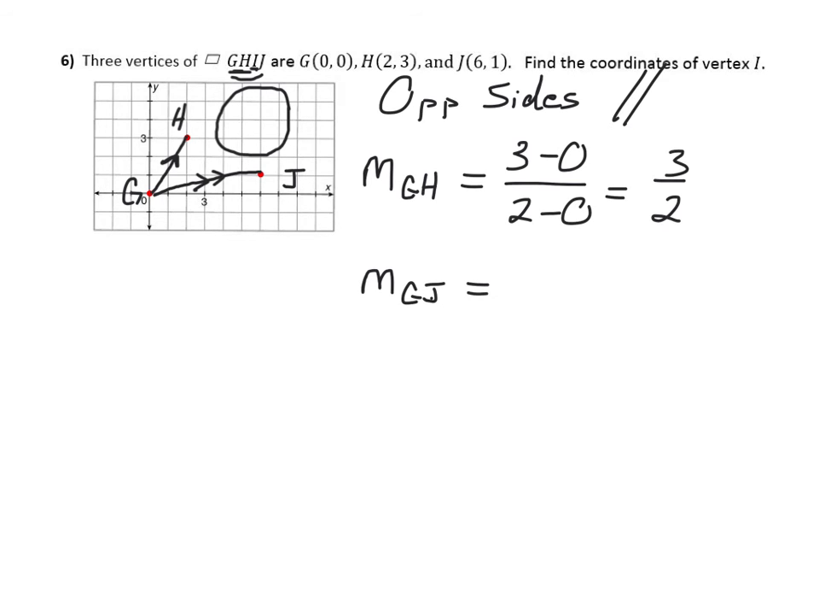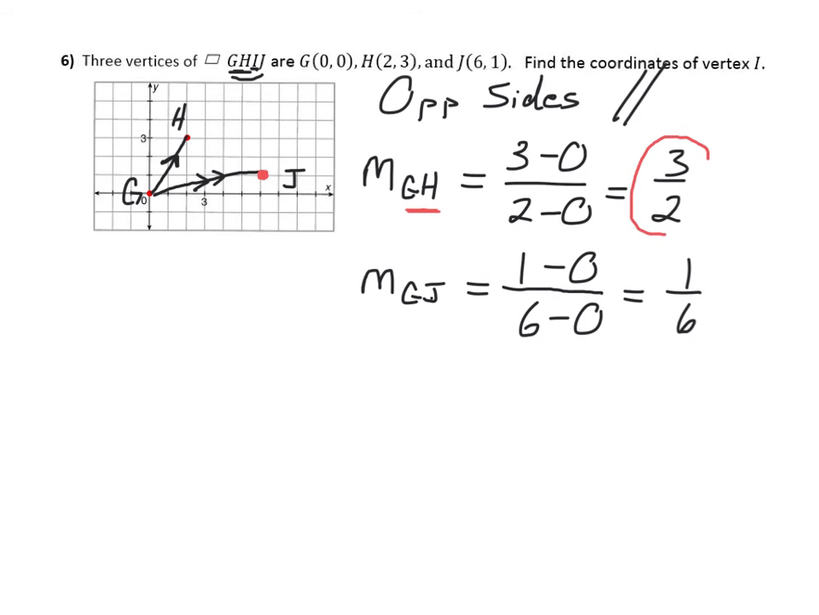Once again, I can use the formula or the graph. It doesn't make a difference. Looks like I'm going to have 1 minus 0 and 6 minus 0, which gives me a slope of positive 1 to 6. So what I'm going to do with this information is continue to draw my lines so that they are parallel. I'm going to start at point J, and I'm going to use the first slope I found for GH. So I want to make sure it's parallel to that.